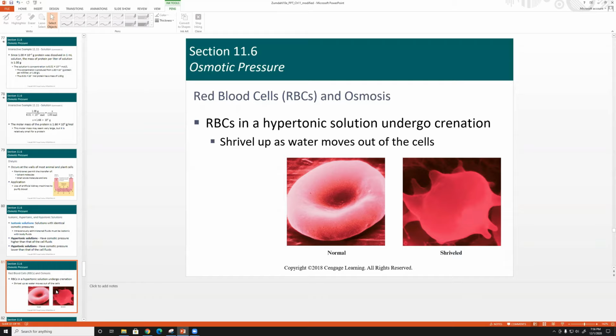The concentration wants to be equilibrated. So in essence, the cell will shrivel up, or what we call crenate, meaning the water will leave the cell in an attempt to dilute the outside solution, which is a higher concentration, or hypertonic. Any questions on that one?